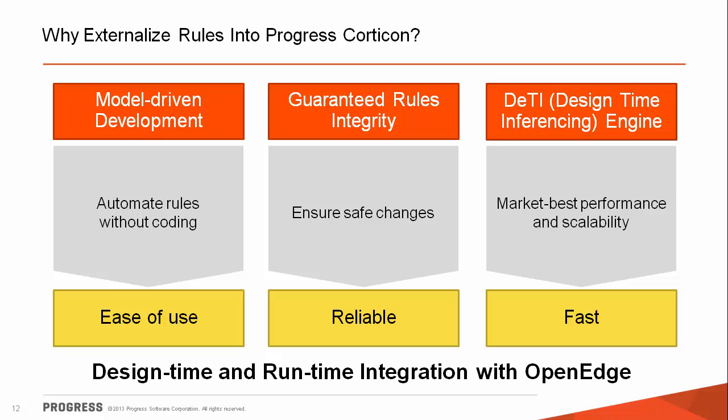The second is guaranteed rule integrity. That means that not only can you specify those rules very easily, but you can ensure safe changes. With the addition or deletion or change of a business rule, you immediately understand the impact and how to resolve that if any errors are introduced. And then finally, performance and scalability. The patented DD, or design time inferencing engine, ensures that as you move your critical business decisioning assets into the platform, this is not going to be a bottleneck in your decision-making criteria. Very fast and scalable, and what's been proven time and time again is market best performance and scalability.